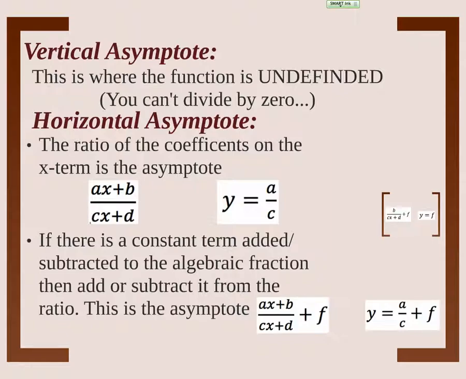The horizontal asymptotes are where things can get a little bit complicated. To find out where the horizontal asymptote is, we need to take the ratio of the coefficients on the x terms. If I have a general function like this, ax plus b over cx plus d, I'm looking at the coefficients on the x terms, a over c. Sometimes that'll be a nice number like 2, but sometimes it might be a fraction. Whatever this ratio is, that's where our horizontal asymptote will be.